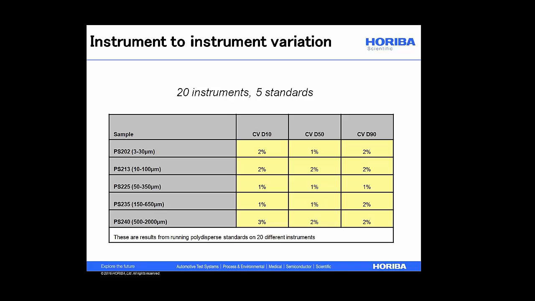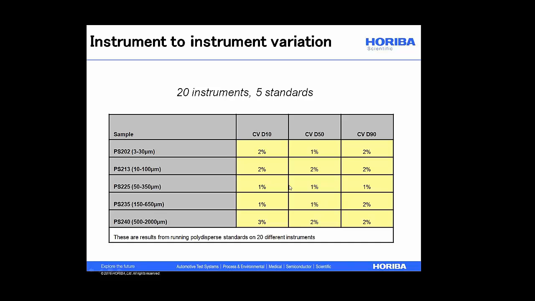Instrument to instrument variation. Here we are talking about running polydisperse standards on 20 different instruments, from PS202 at 3 to 30 microns up to a standard that's 500 to 2,000 microns. Polydisperse standards are interesting for a couple of reasons. The first is they obviously check how accurate your optics are, and you will also do that with monodisperse standards, those with a very sharp size distribution. But the wider size distribution means that your pumping and dispersion procedure to separate the particles also has to be good. Because if your biggest particles are settling because your pump is not working properly, you're going to see shifts in your results with these polydisperse size standards.